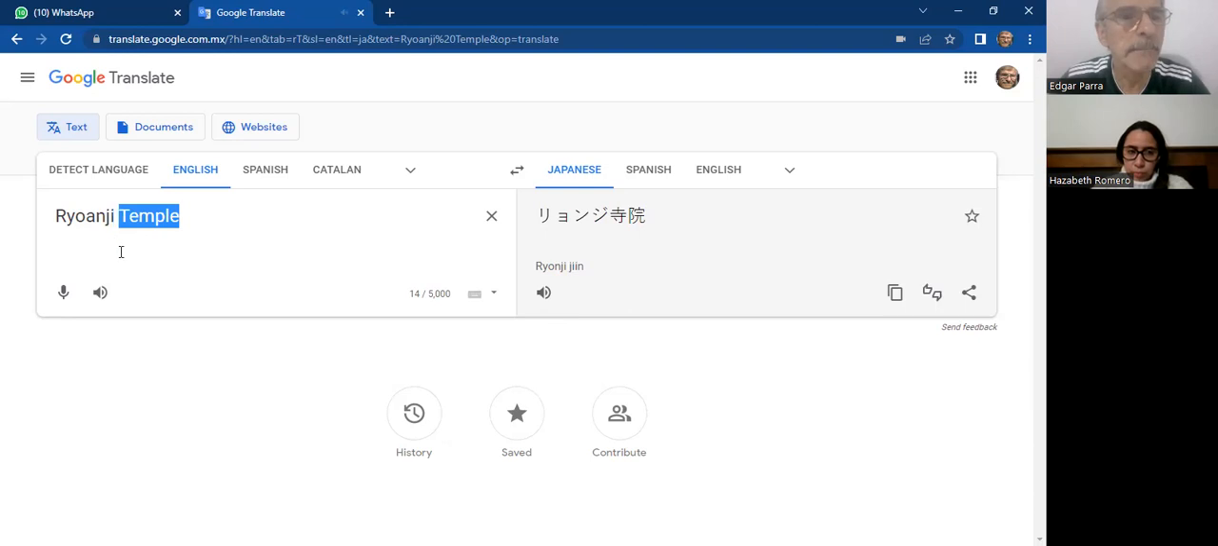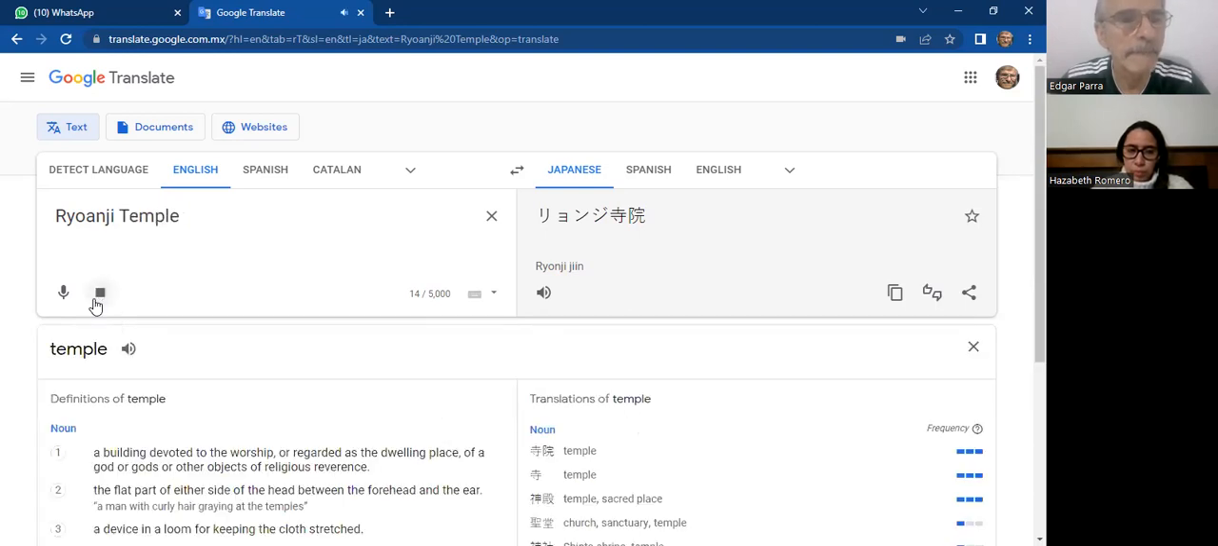And temple in English is temple. You see? Ryoanji Temple. That is the correct pronunciation for Ryoanji Temple, or Ryoanji-ji. Ji is temple.